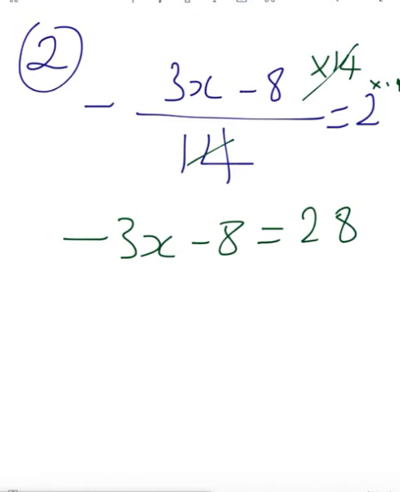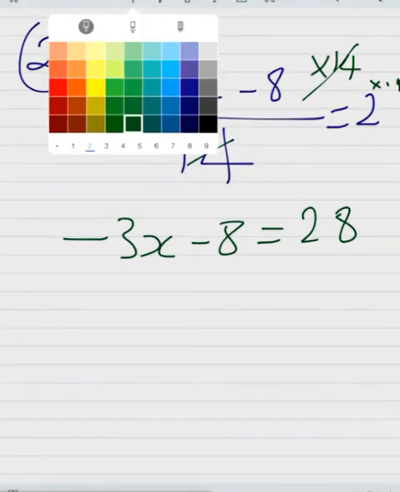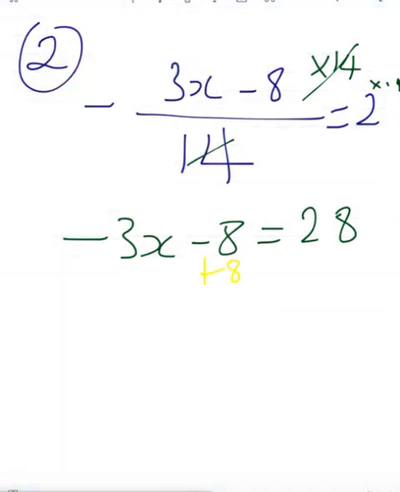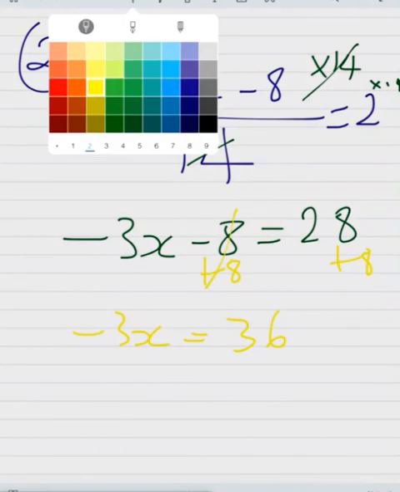Now my next thing to go would be my minus 8. So I have to plus 8 on both sides. So plus 8 and plus 8. So I'm left with minus 3x equals 28 plus 8 equals 36. Oh, sorry, I shouldn't have used yellow. It's a bit bright. I'll change my color now.